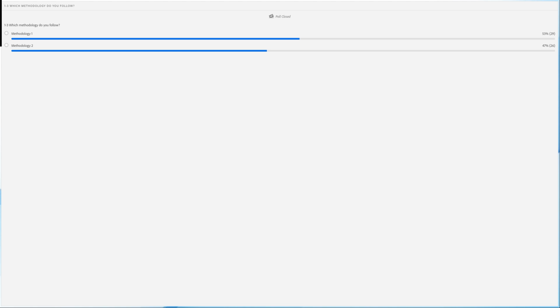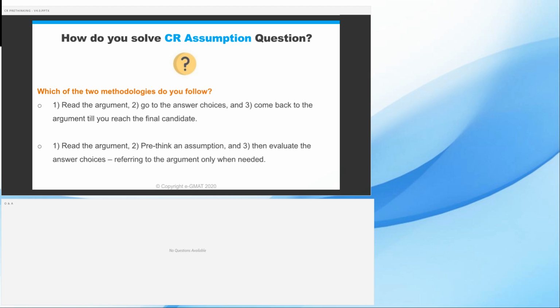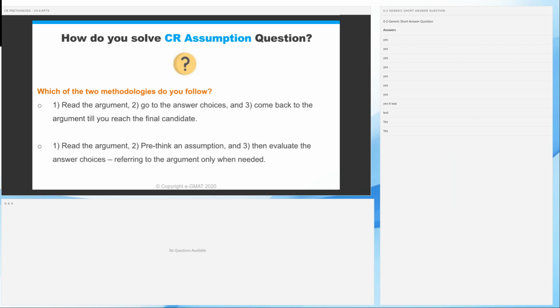So 29 of you follow methodology one, where you do the back and forth, and about 47%, or 26 of you, follow methodology two, which is the pre-thinking approach. For those of you who follow methodology one, my goal today would be to make sure that you give pre-thinking a chance, you understand why pre-thinking works and how it will help you get better, not only from getting more CR questions right, but also from the standpoint of reducing the mental friction that builds up in your brain as you answer 5, 6, 7 CR questions, because that back and forth approach does build up a lot of mental friction.